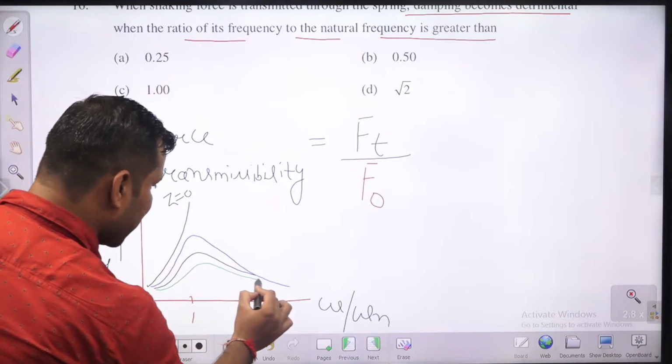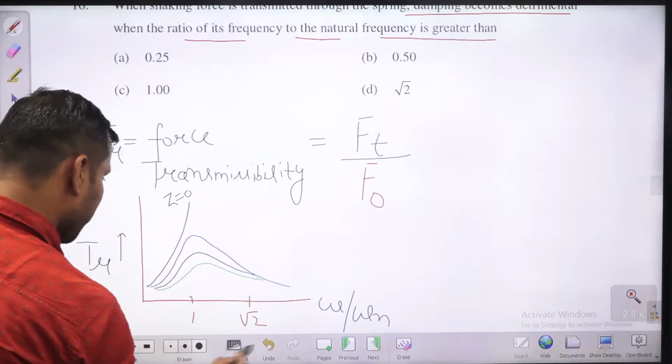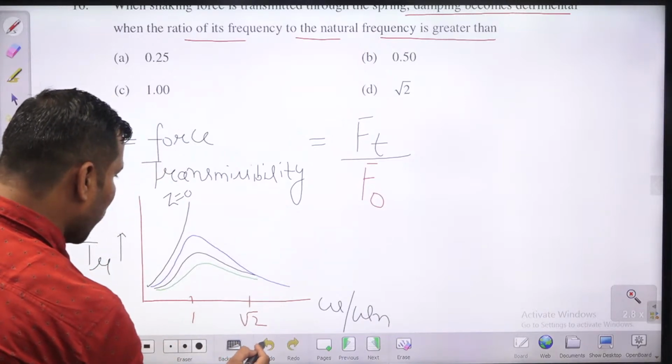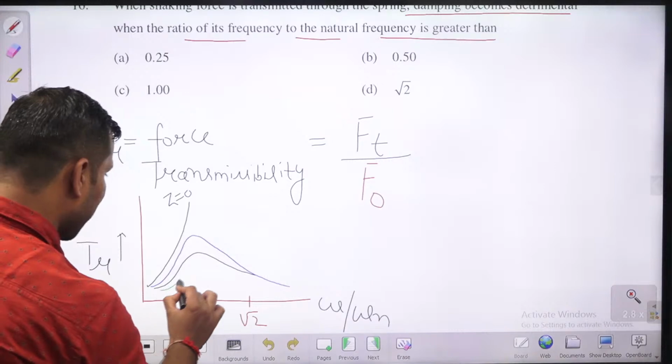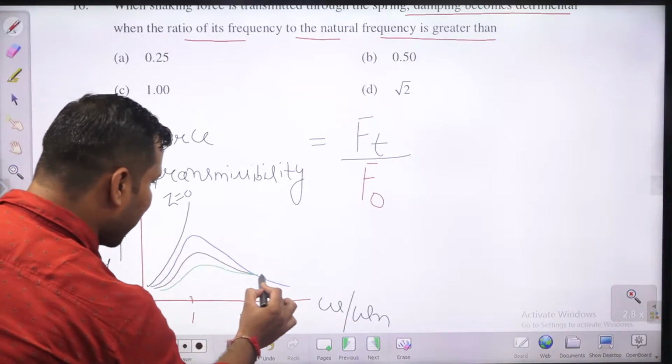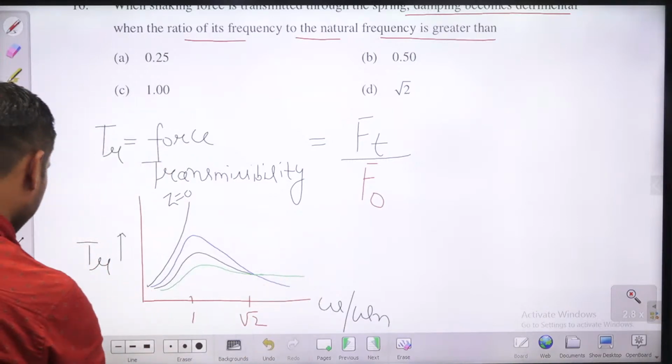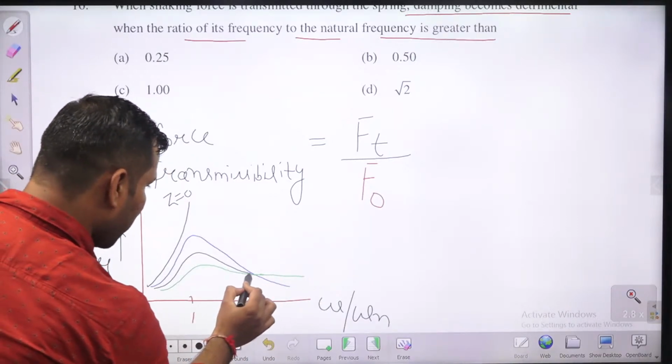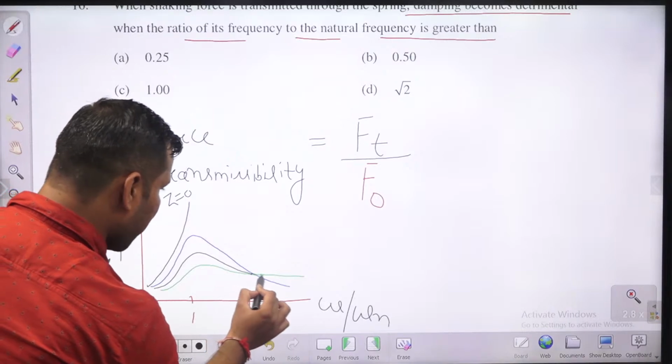Just observe it here, guys. This point you need to observe. Let me join this also, at here, something like this. Now you need to observe it very carefully. So this is the green one, and this is the black one.